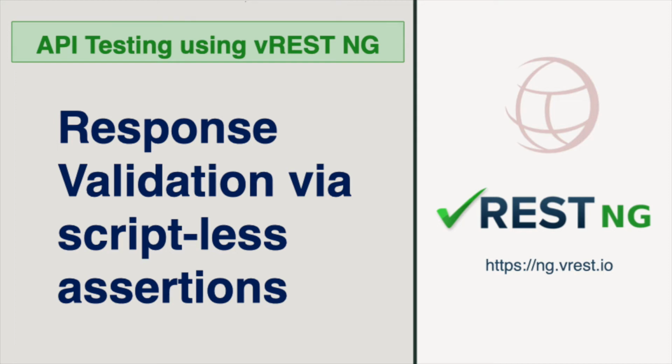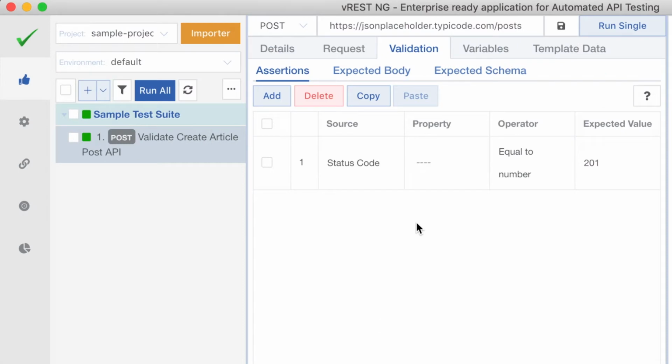In this session we will discuss how you may validate your API responses through scriptless assertions. So in this session I will use the same test case which I have created in one of our previous sessions. So you may define the assertions in the validation tab.